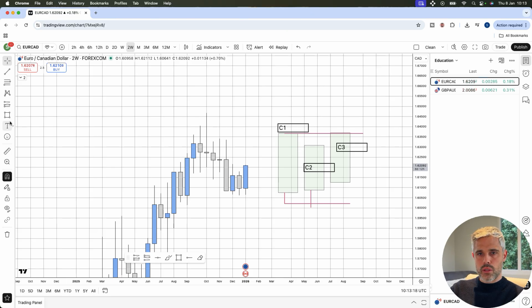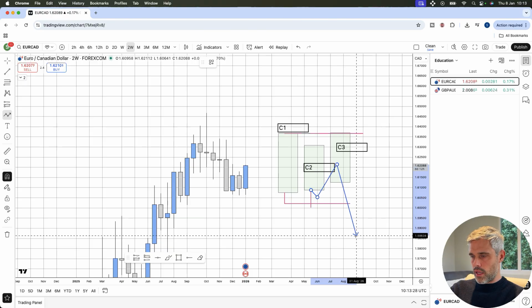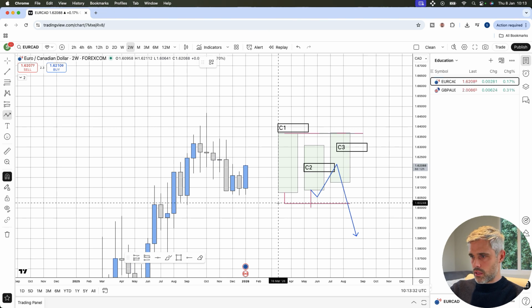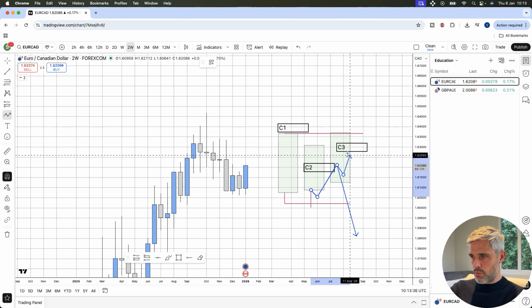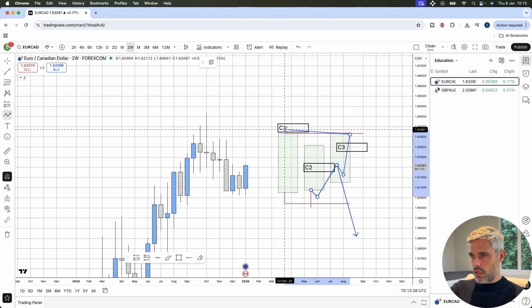So when this happens, what price typically does is it either targets 50% of candle 1's range and then continues, or it targets 50%, maybe finds some support, and then targets the high of candle 1.